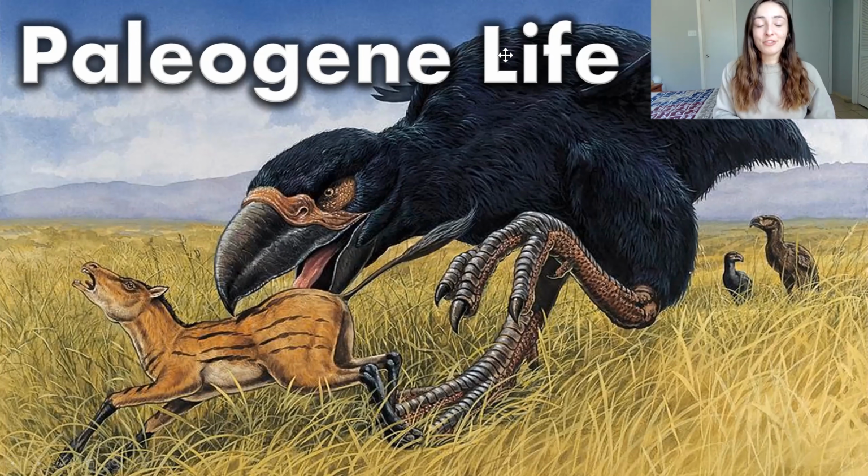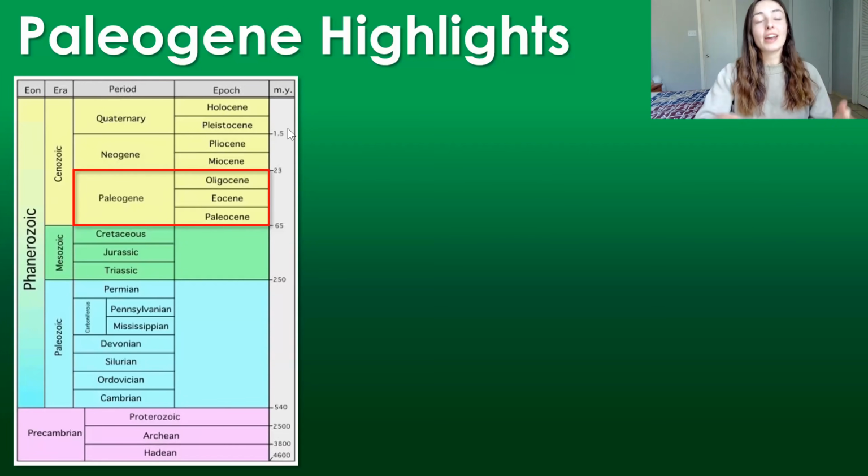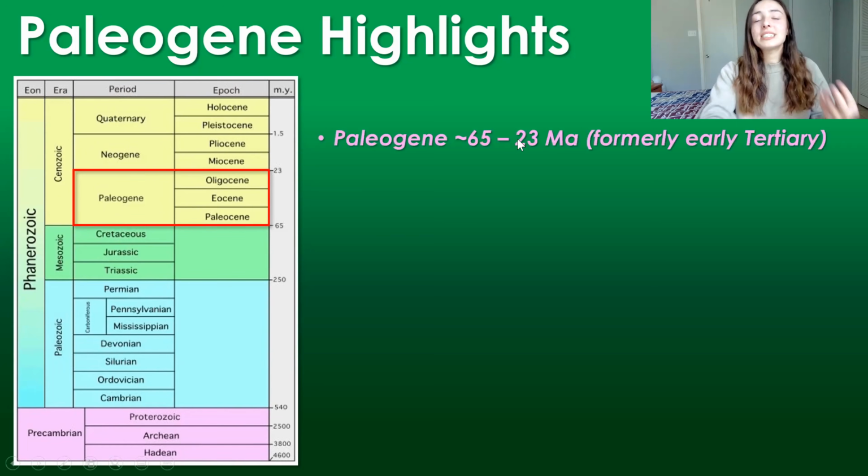Did you know that whales used to walk? Well, in today's video, I'm going to be talking about Paleogene life. Paleogene was the first period in the Cenozoic era, the era that we are currently in Earth's history, and it went from around 65 to 23 million years ago.